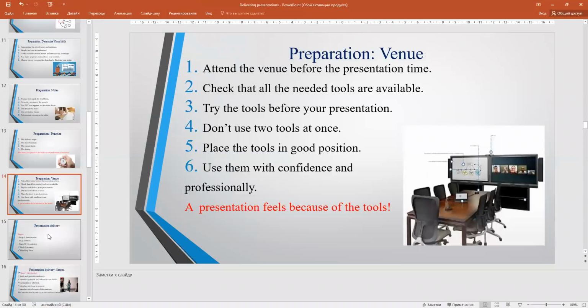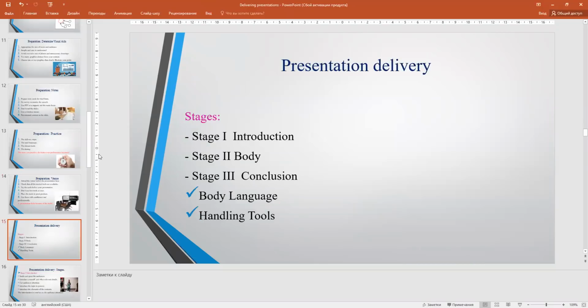And let's talk about the presentation delivery. Your presentation delivery looks like this. Stage one includes the introduction, stage two is the body, and stage three is the conclusion. Your delivery should follow these parts, and make sure you use body language and handle tools during your presentation delivery.